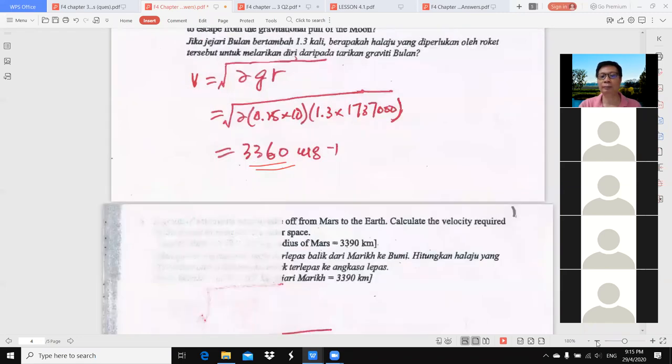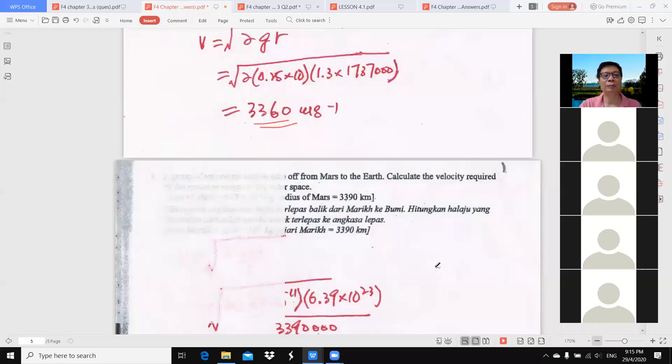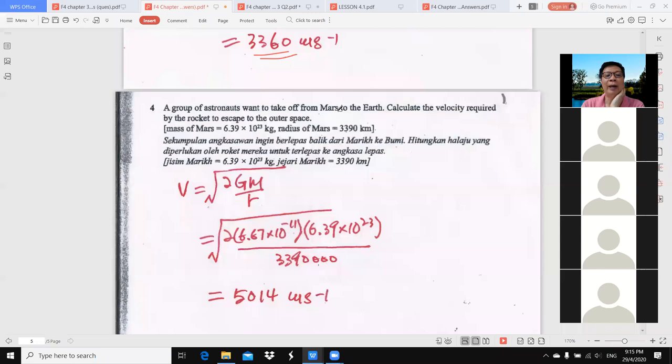Question number 4. A group of astronauts want to take off from Mars to the Earth, want to leave Mars to come back here. Calculate the velocity required by the rocket to escape into outer space to come back here. We can find the escape velocity, so use this formula. Square root of 2GM over r, G is a constant value. M, you want to escape from Mars, so you must take the mass of Mars. This value, put here.